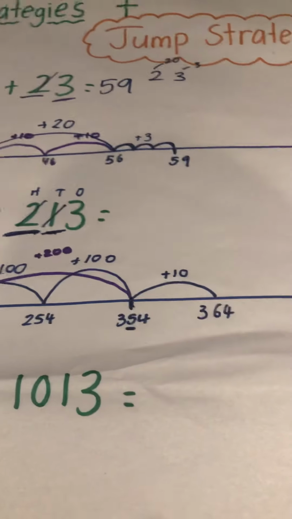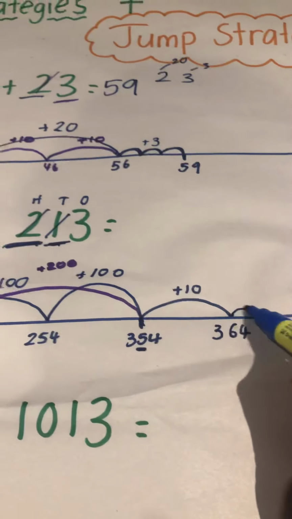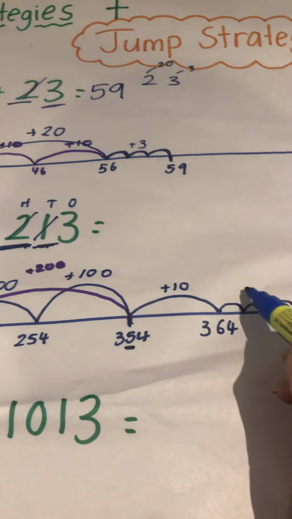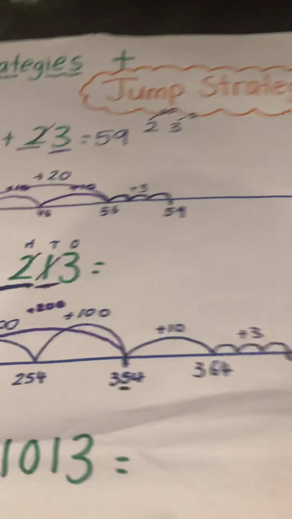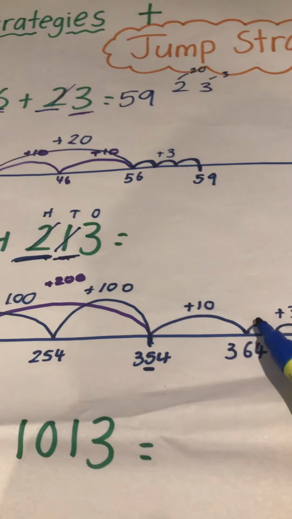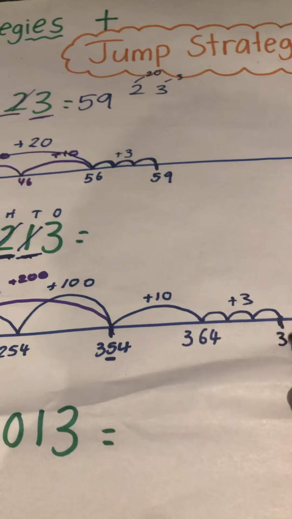Now all I need to do is add 3 single jumps. Okay, so 3 little ones. So I'm going to draw them in first. 1, 2, 3. I will label them for my teacher, and then I'll go back in and count on my 3 more. So 364, 365, 366, 367. That is the number that I land on.